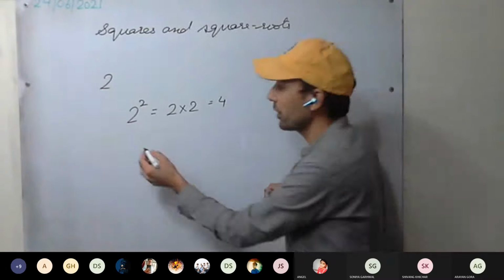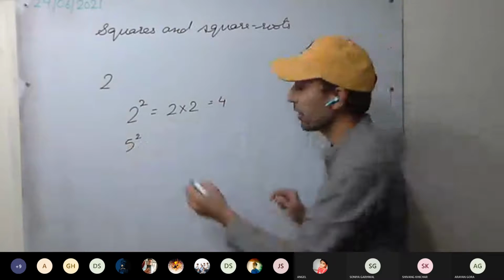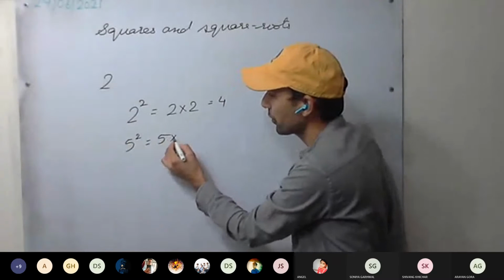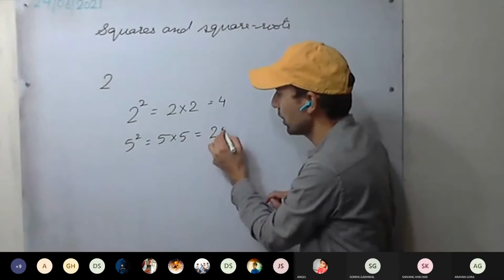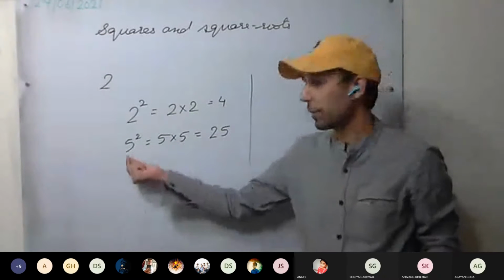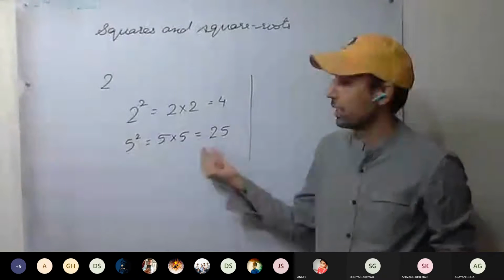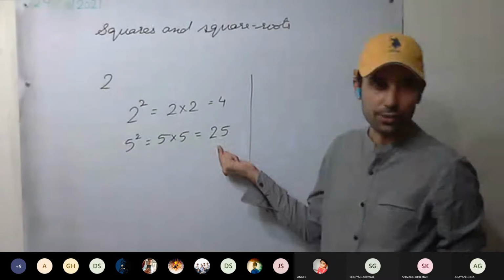If it is asking to find the square of 5, 5 square means 5 into 5 equal to 25. Okay. To calculate the square, we multiply the number by itself and we get the square of that number. So square of 5 equal to 25.